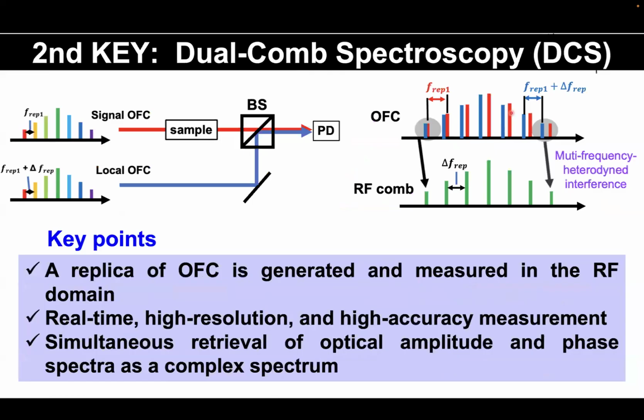The second key is dual-comb spectroscopy, or DCS. Here, the upper part shows a typical configuration of DCS and the principle of measurement, respectively. But here I skip the detailed explanation. Instead, I give the key points of DCS like here. The replica of OFC is generated and measured in the RF domain. So this enables real-time, high-resolution, and high-accuracy measurement, as well as simultaneous retrieval of the optical amplitude and phase spectra as a complex spectrum.